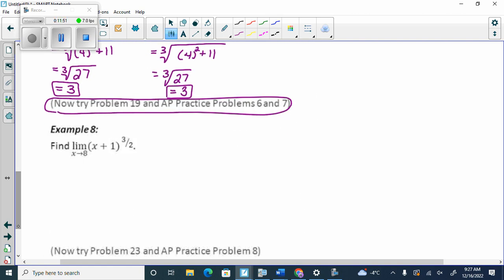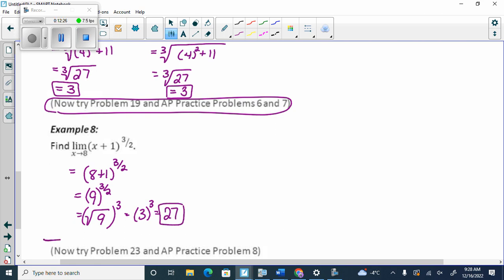And then this one, the same thing. You could raise it all to the 3 halves. Because the 3 halves is just what? The square root of this limit, cubed. So it's just putting the 2 rules together, right? But in this case, because there's no problems, I can just plug it in. I can go 8 plus 1 to the 3 halves, which is 9 to the 3 halves. Take the 2, drop it in front. So I get the square root of 9 cubed, which is 3 cubed, which is 27. That's it for today.